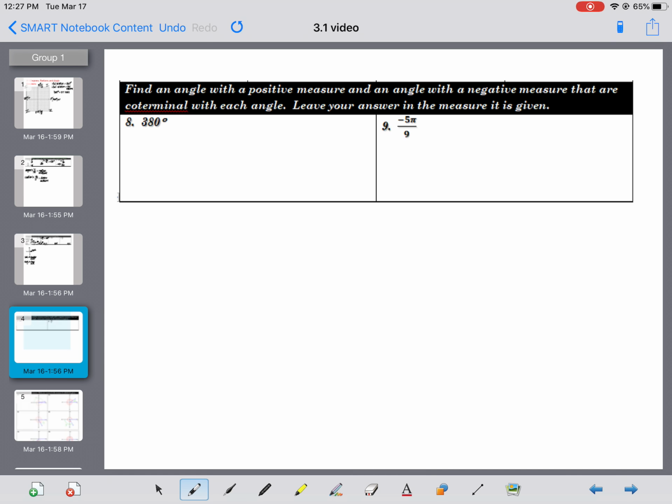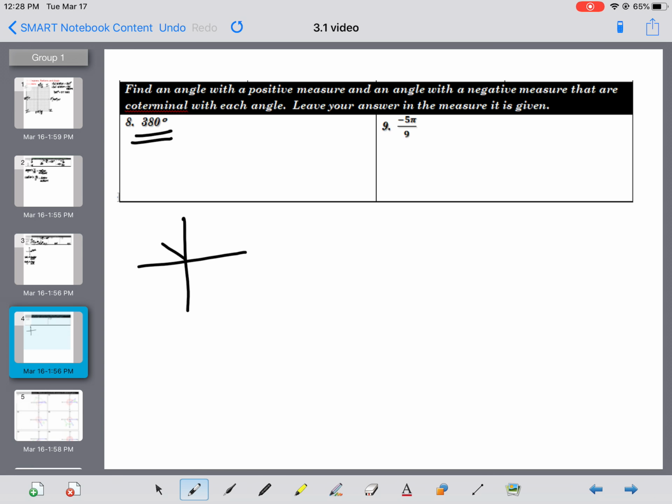Okay, our next skill is finding a coterminal angle, one that is positive and one that is negative. So we're just going to be adding and subtracting 360 to the given angle until we get something that is equivalent, positive and negative.